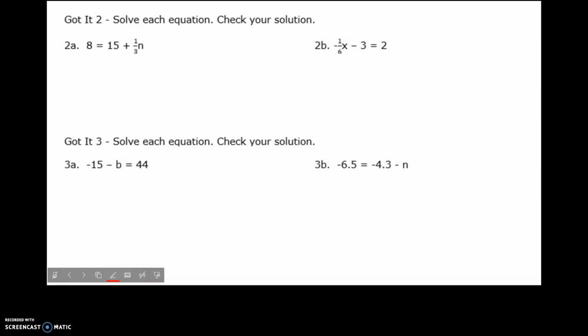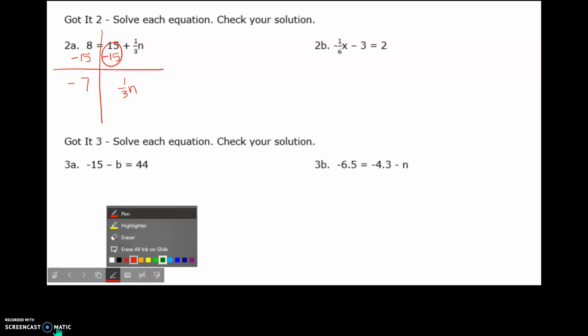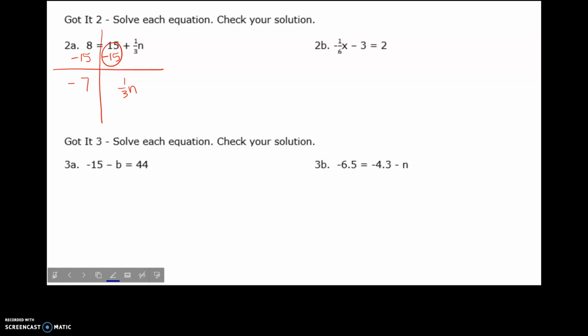All right, sometimes you will see fractions. You can solve these the same way. So first I'm going to subtract 15 from both sides. 8 minus 15 is a negative 7, and I have 1/3 n. To get rid of my fraction, I'm going to multiply by the reciprocal, which would be 3 over 1.